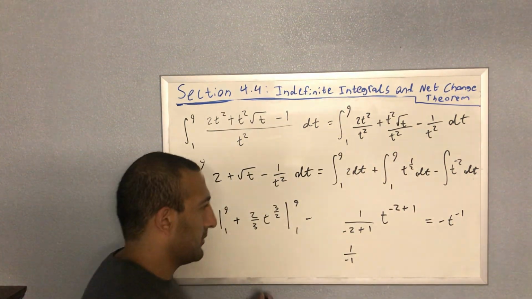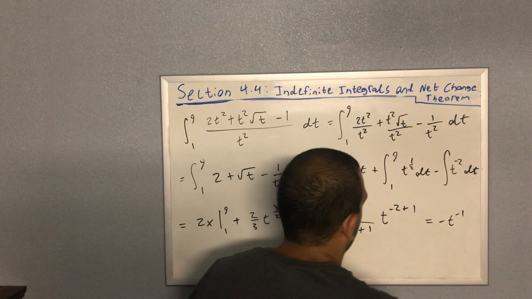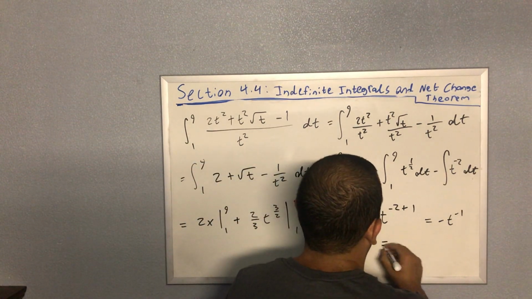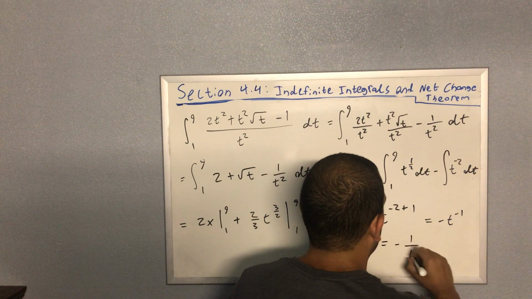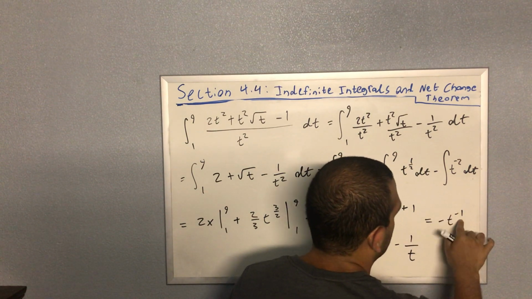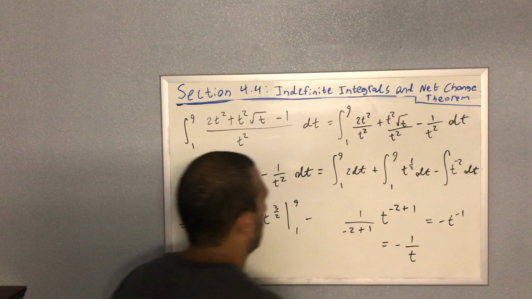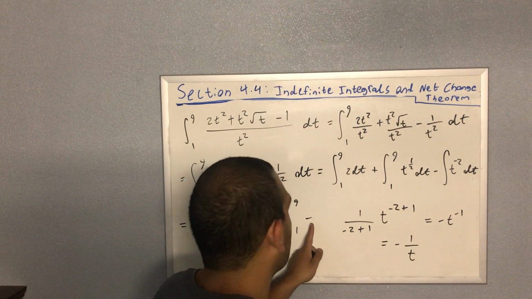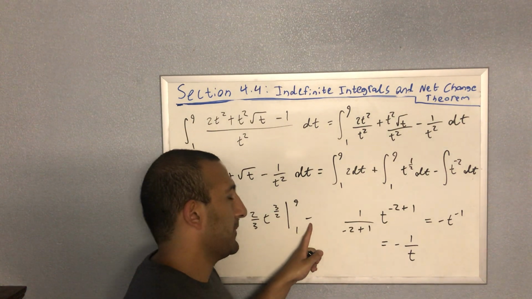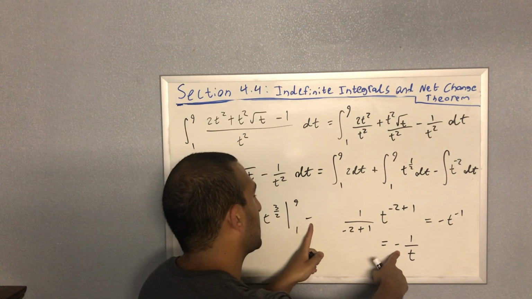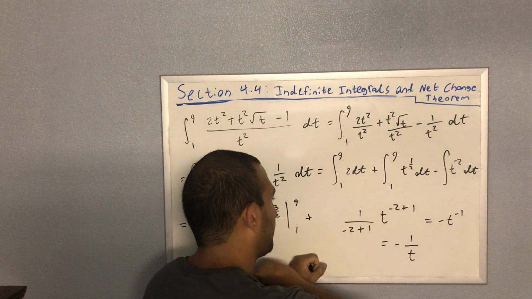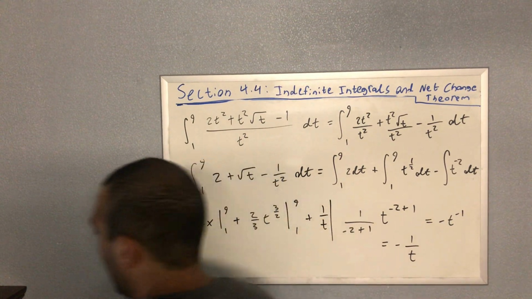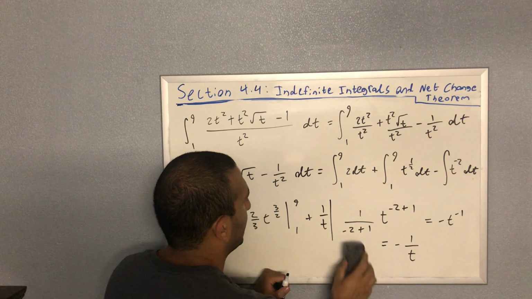Or another way of writing that is -1 over t, right? Because ignore the minus sign. t to the -1 is just 1 over t. So we have this minus sign originally, and then this minus sign hits it again, so it actually becomes a plus. So it's just plus 1 over t evaluated from 1 to 9 again.